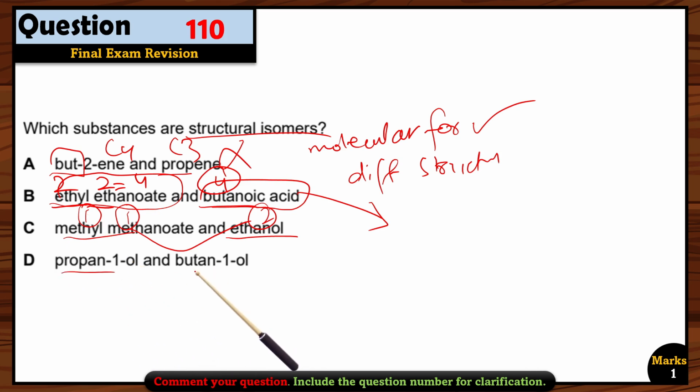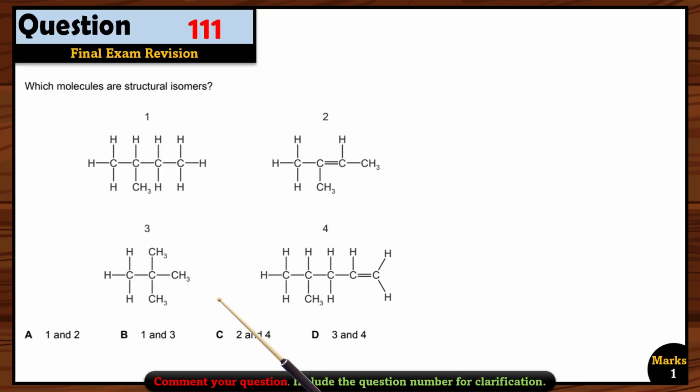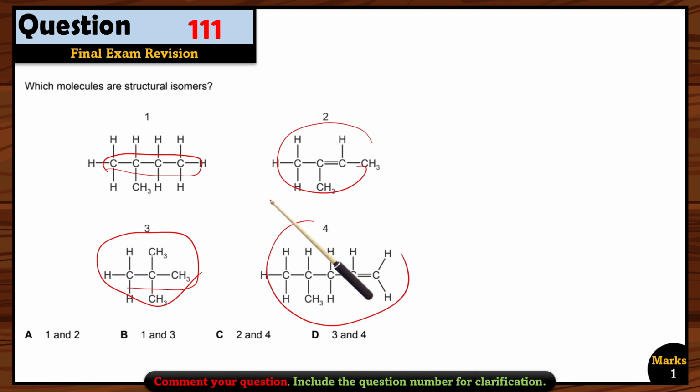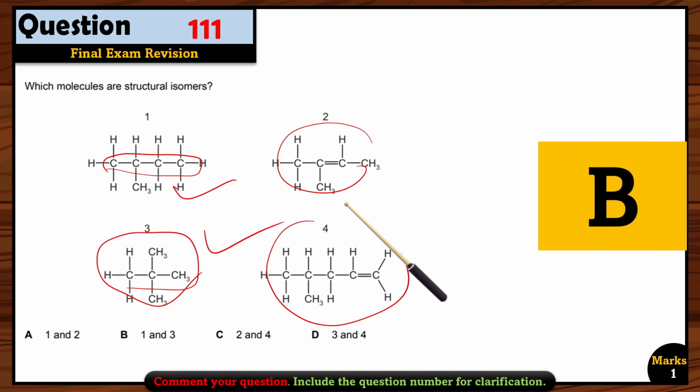Why not this one? Again, they both belong to the same group, alcohol. But the problem is that this has 3 carbons and this one has 4 carbons. So option B is the only right option over here. Which molecules are structure isomers? Again, when you are looking for structure isomers, you don't have to look at everything. You just have to count the number of carbons and hydrogens. If you count them in all of them, you will see only these two have the same number of carbons and hydrogens, so only the structure is different. So option B is the right option for this question.